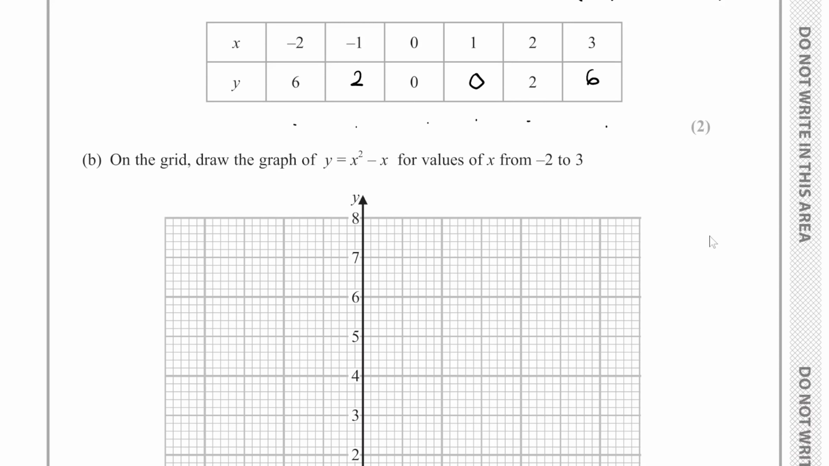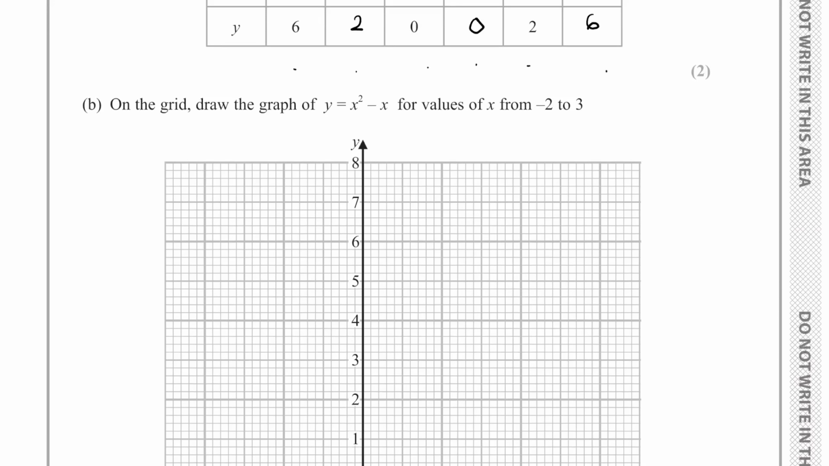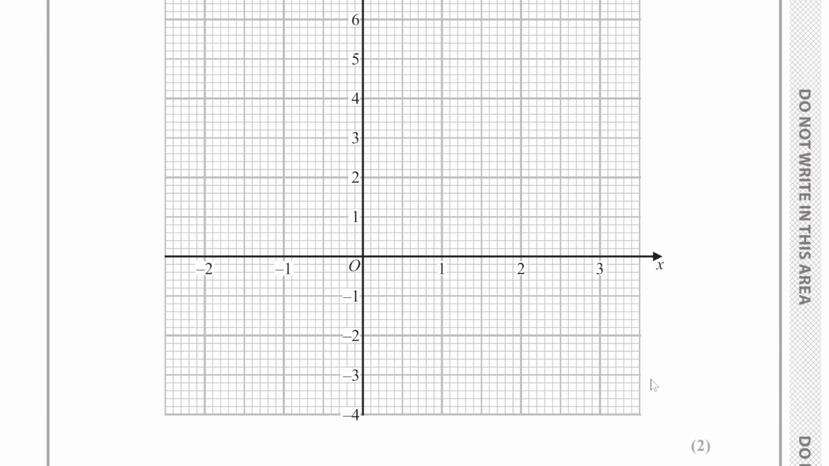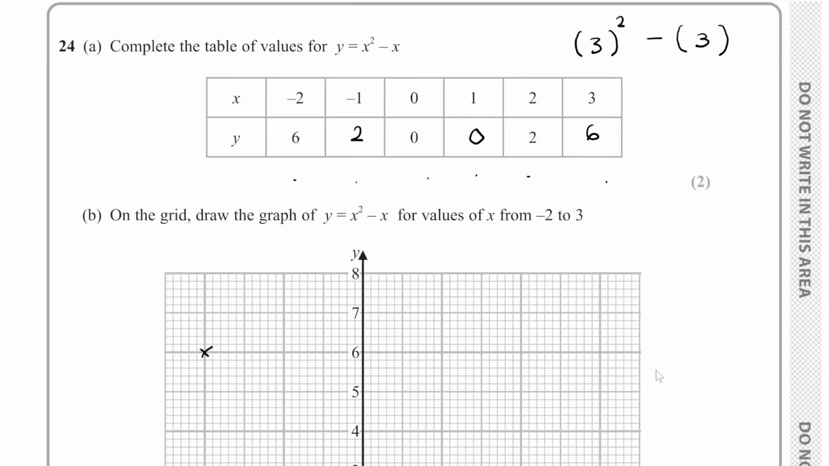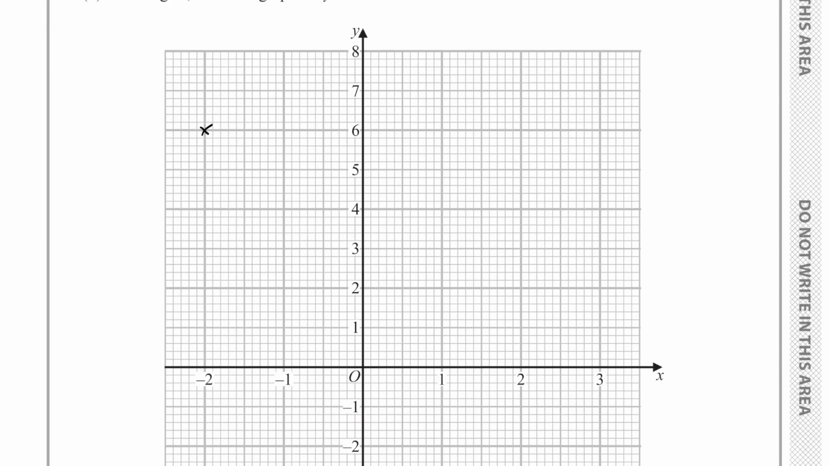On the grid, draw the graph. So we just need to draw these on. Negative 2, 6. Negative 2, 6 is up here. Negative 1, 2. 0, 0, 1, 0, 2, 2, and 3, 6. And we just need to draw on a smooth curve to join these up, which will look something like this.